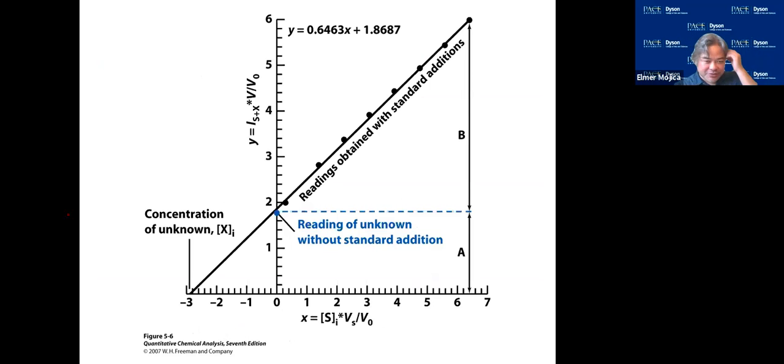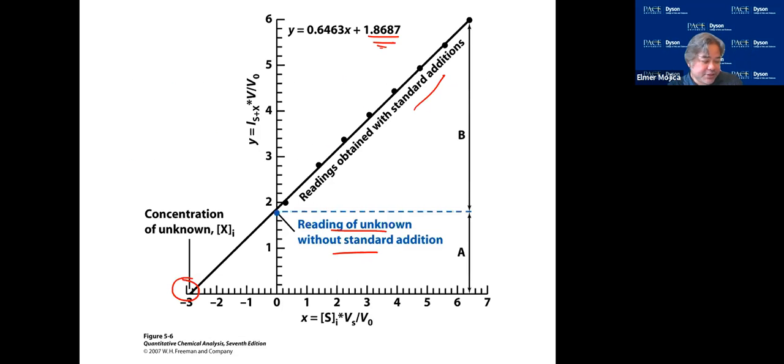And to get the concentration of the unknown, you're going to do it like this. The y-intercept that you have there is the reading of the unknown without standard addition. From that, you should be able to get the concentration of your unknown. So that is when you do a calibration curve with standard addition. But usually it's tedious compared to the one that we had earlier.